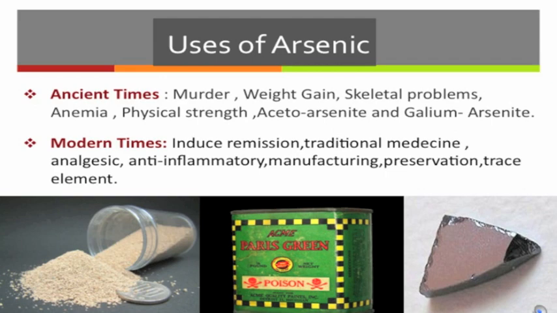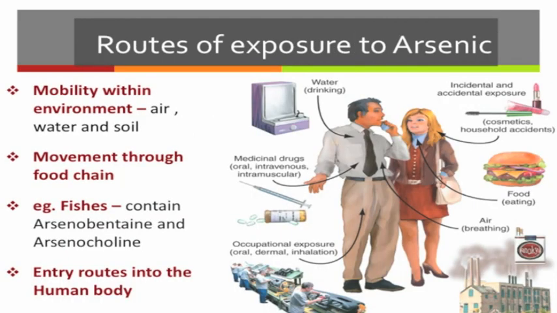Routes of exposure to arsenic. Arsenic is mobile within all environmental components. It exists in air, water, and soil. It occurs in seafood in the form of arsenobetaine and arsenocholine. This causes increased arsenic levels in the blood. Intake is higher from solid food.